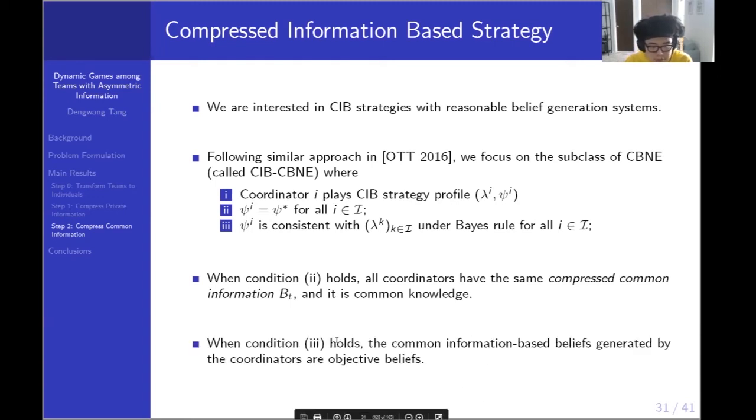And if the third condition holds, then the common information-based beliefs, as I have just described, will reflect objective reality. So this is a nice subclass of equilibria where the coordinators compress their information into beliefs, and those beliefs are true beliefs. They reflect the objective reality, and the coordinators choose their actions based on those beliefs instead of the whole common information. So this is the subclass we are shooting for.